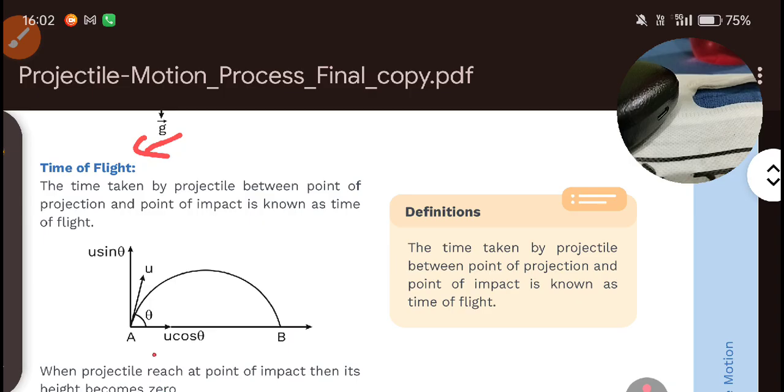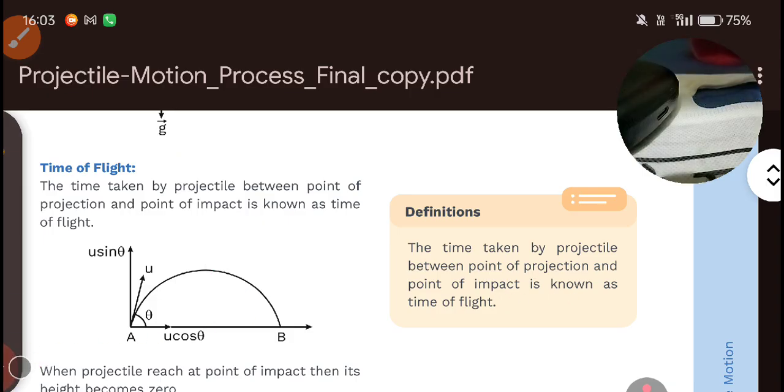The time taken along the x-axis plus the time along the y-axis will be equal to the time of flight. This half and this half will be equal to the time of flight. That is how you will find it. Definition: the time taken by a projectile between the point of projection and the point of impact is known as the time of flight.